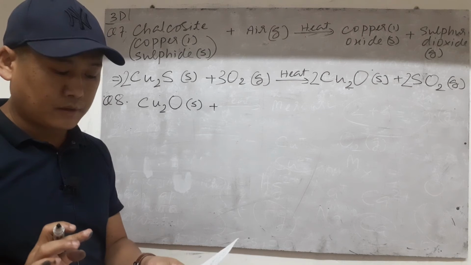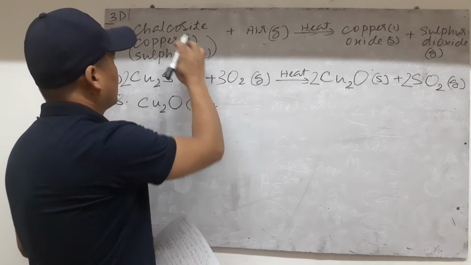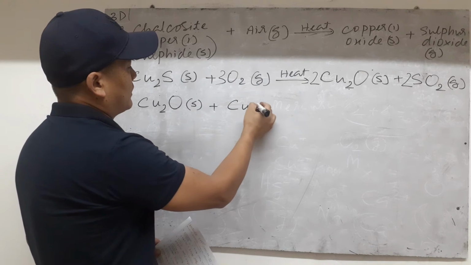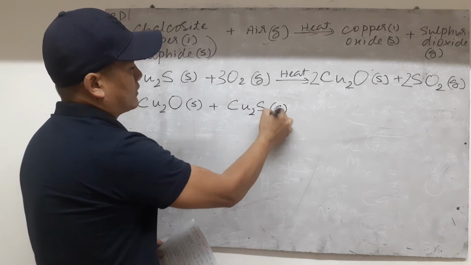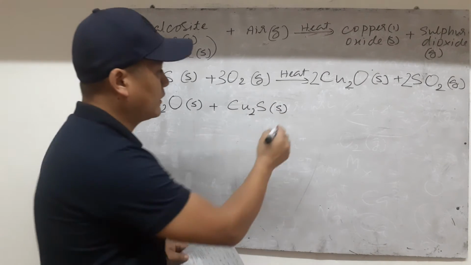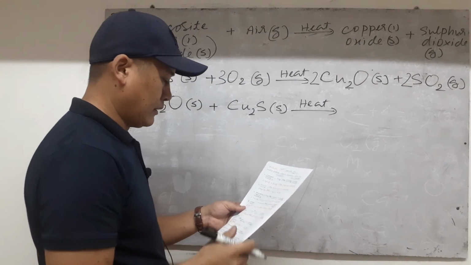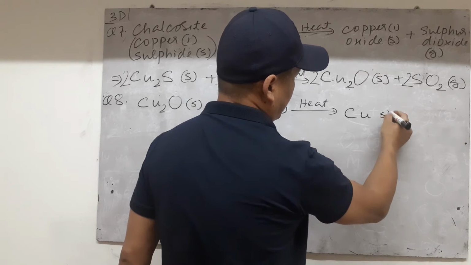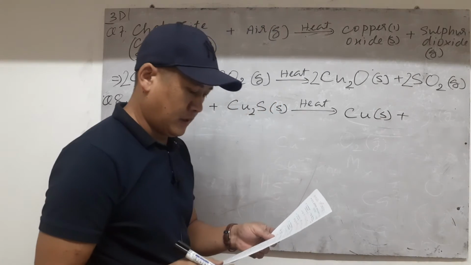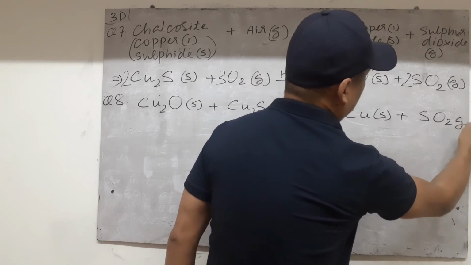Chalcocite is what? Yes, copper 1 sulfide. Copper 1 is Cu1 plus, sulfide is S2 minus, 2 and 1 can cancel, so 2 will go here. Chalcocite on heating, we get copper. So you write there, copper means Cu, and it's mentioned as solid on the question paper. And sulfur dioxide, so SO2 as gas.